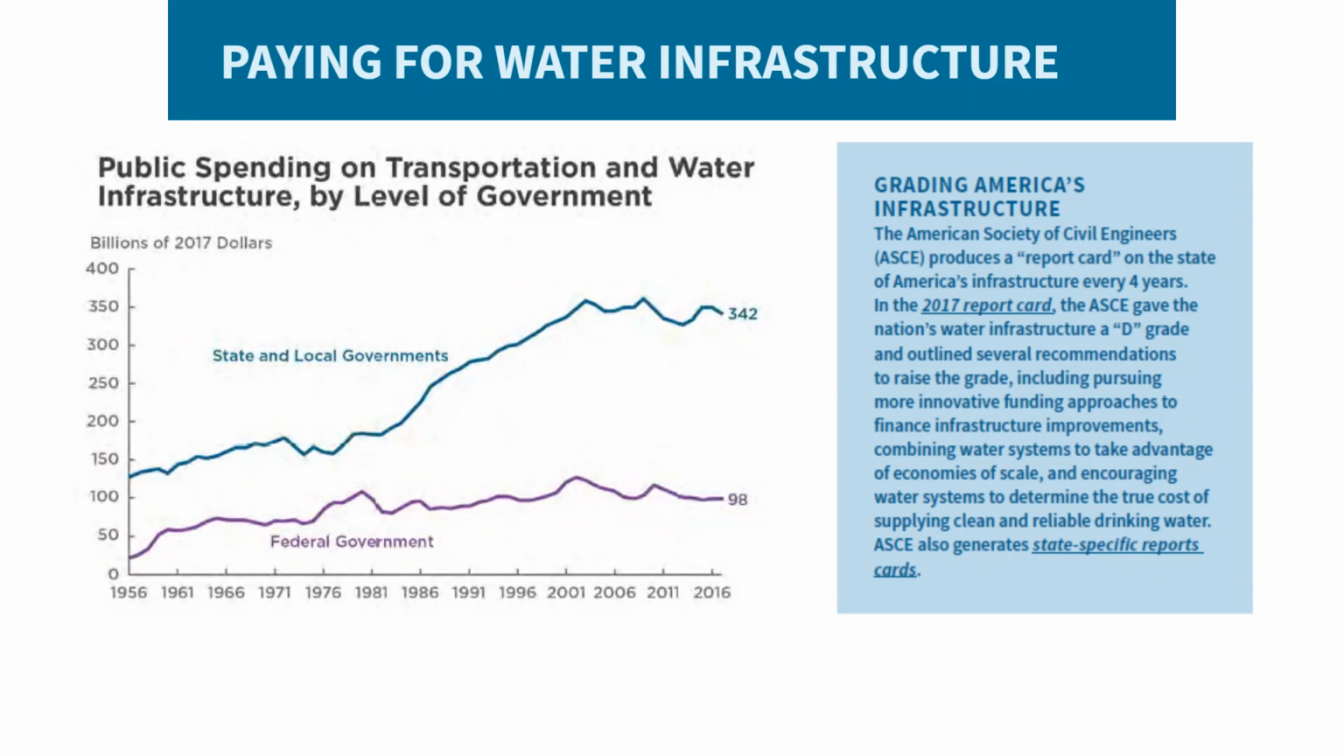for consumers. To give you a sense of the state of our water infrastructure, the American Society of Civil Engineers produces a report card on the state of infrastructure in the US every 4 years. The most recent report card in 2017 gave the nation's drinking water infrastructure a D and outlined several recommendations to raise the grade, including exploring innovative approaches to water funding and financing.